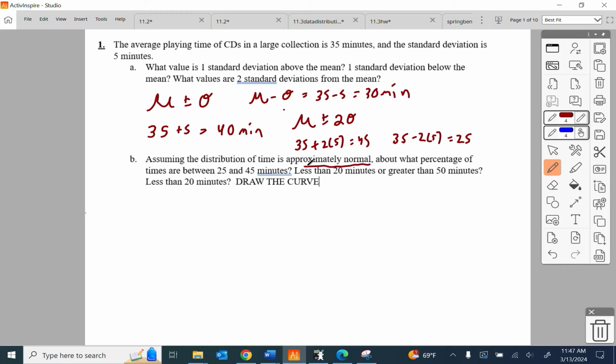Part B, assuming the distribution of time is approximately normal, notice that word, approximately normal, about what percentage of times are between 25 and 45 minutes? Less than 20 minutes or greater than 50 minutes? Less than 20 minutes, and so forth. Draw the curve.